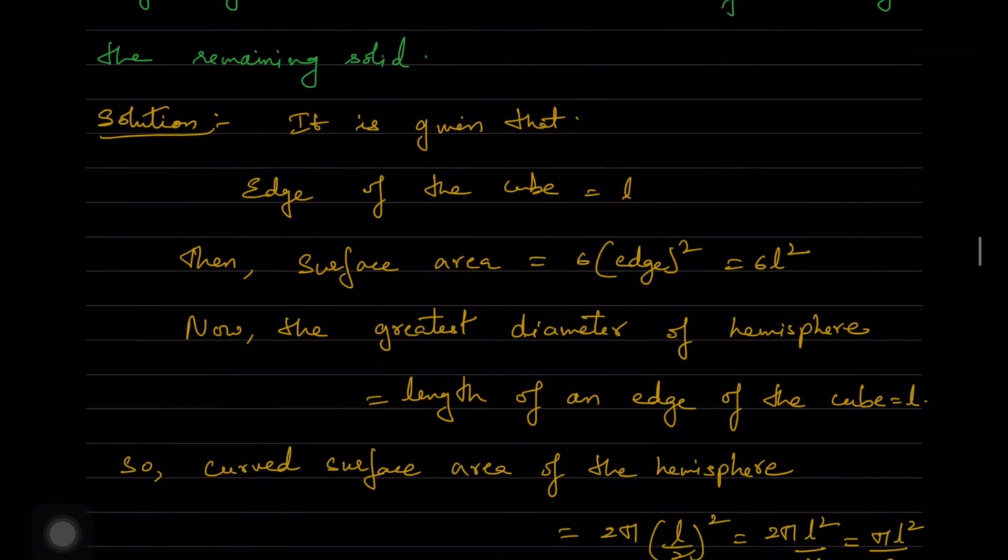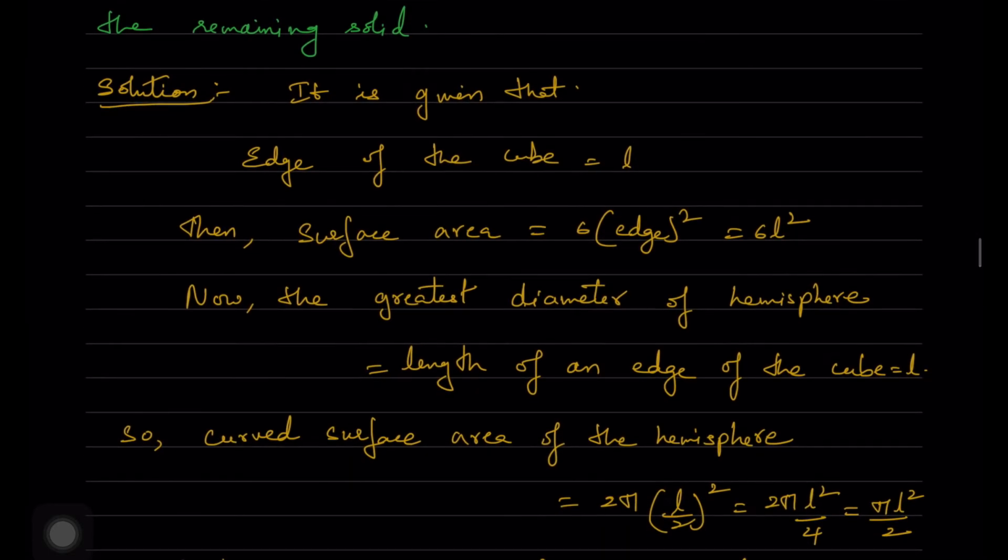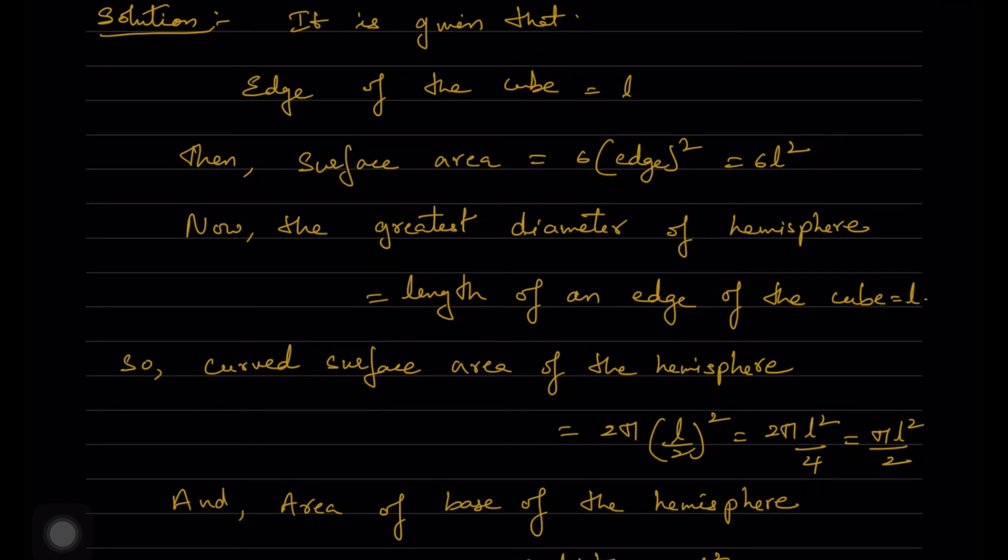We are removing that part in between. It is given that the edge of the cube is equal to L. So the surface area is equal to 6L square. The greatest diameter, you know, is equal to nothing but the edge of the cube.